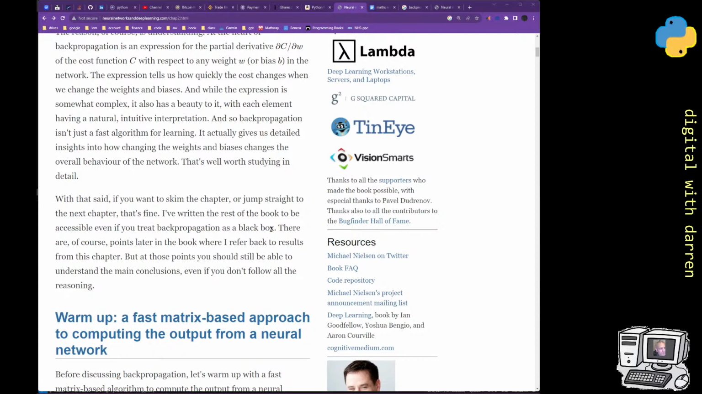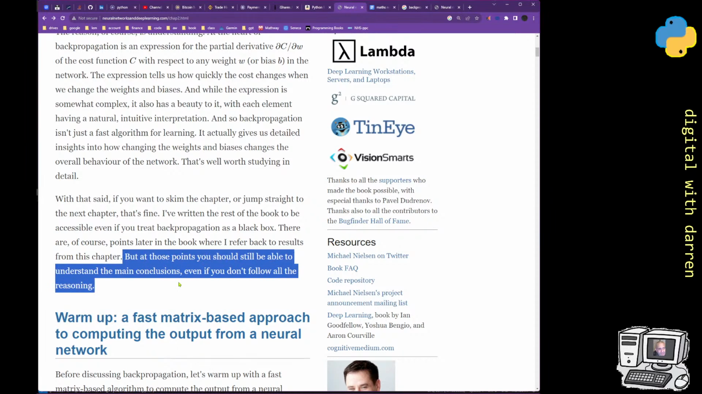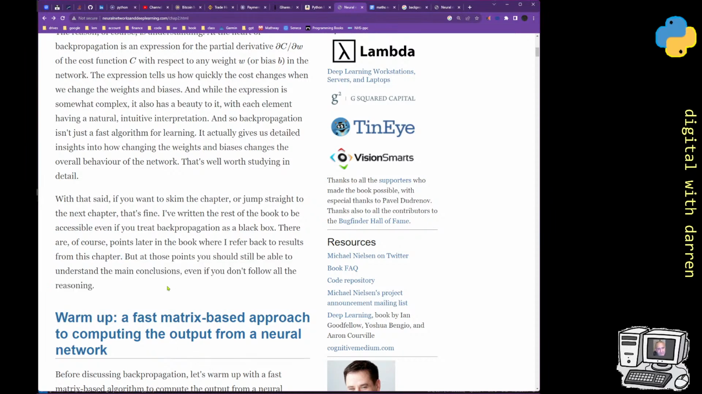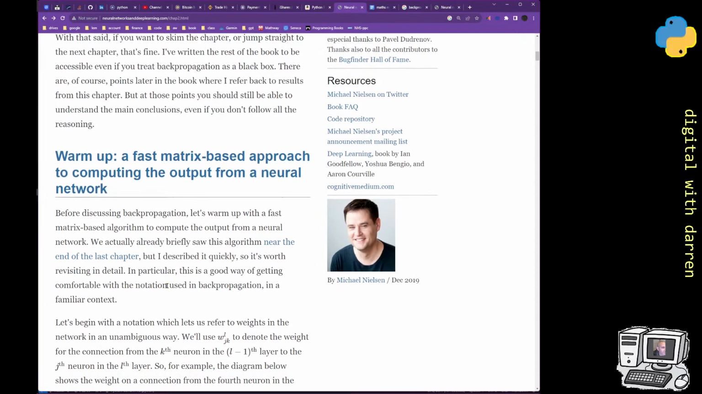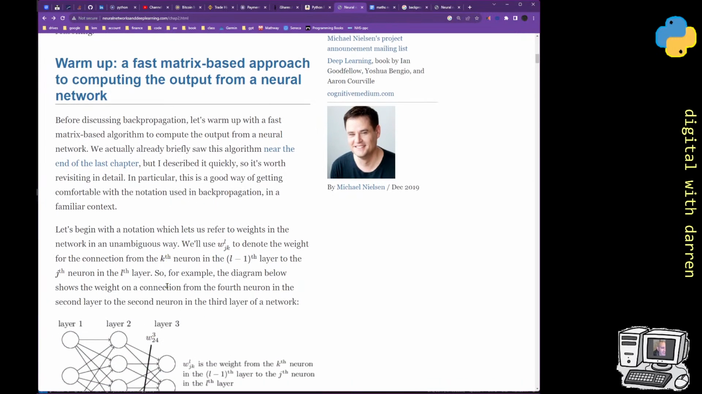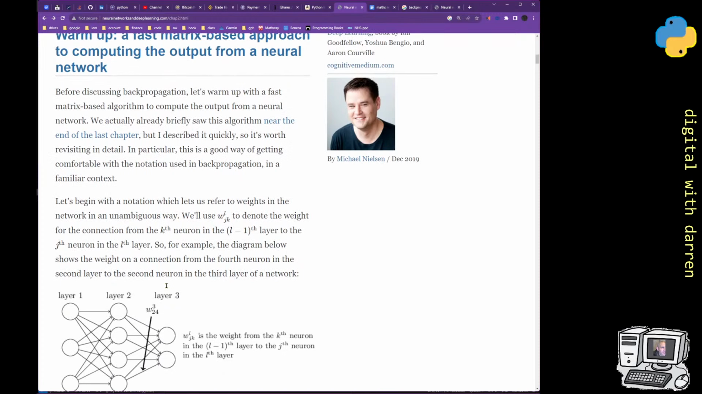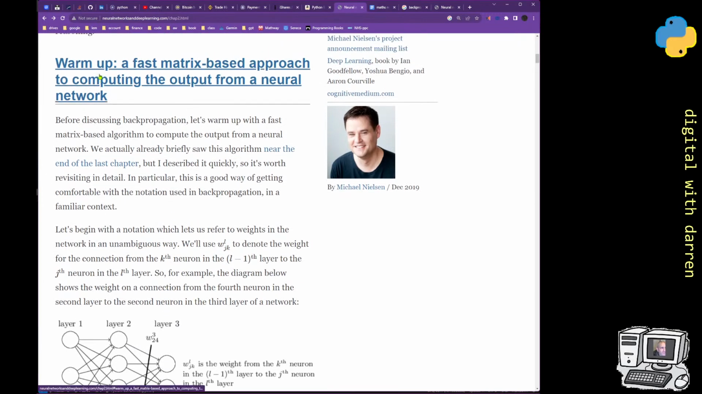So there are of course points later in the book where I refer back to results from this chapter, but at those points you should still be able to understand the main conclusions if you don't follow all of the reasoning. So we're going to try and get an understanding of the reasoning. So, warm up. Right, here we go.